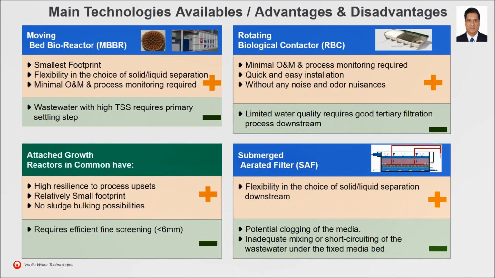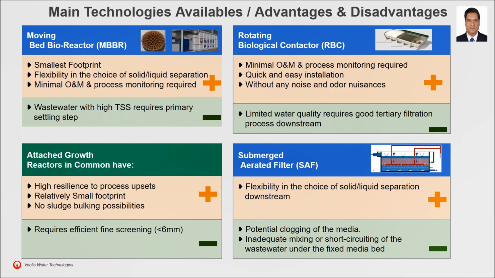This slide shows the available attached growth technology based solutions in the market. Attached growth reactors commonly have very high resilience to process upsets. So mostly all attached growth processes can handle the fluctuations in flow and load very well. They have a relatively small footprint, and they are not prone to sludge bulking. Among other important aspects, all the attached growth processes require fine straining down to 6 mm.